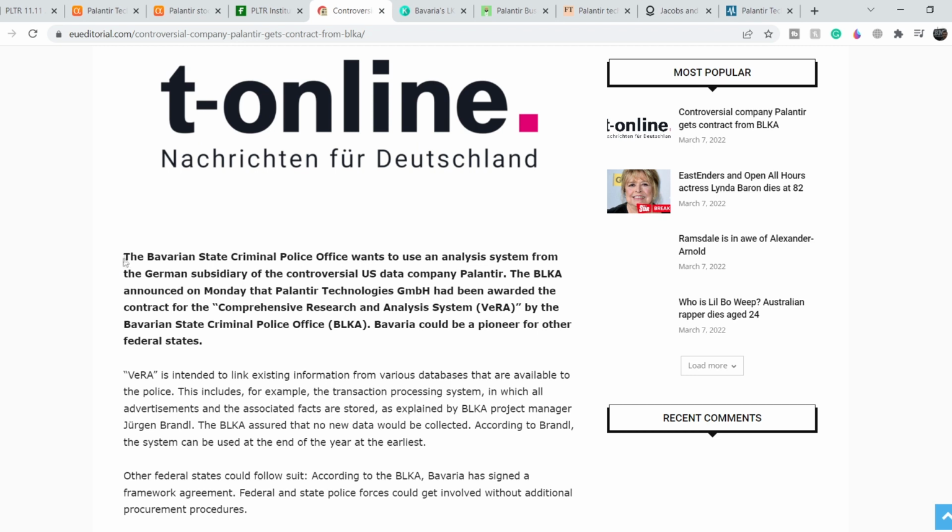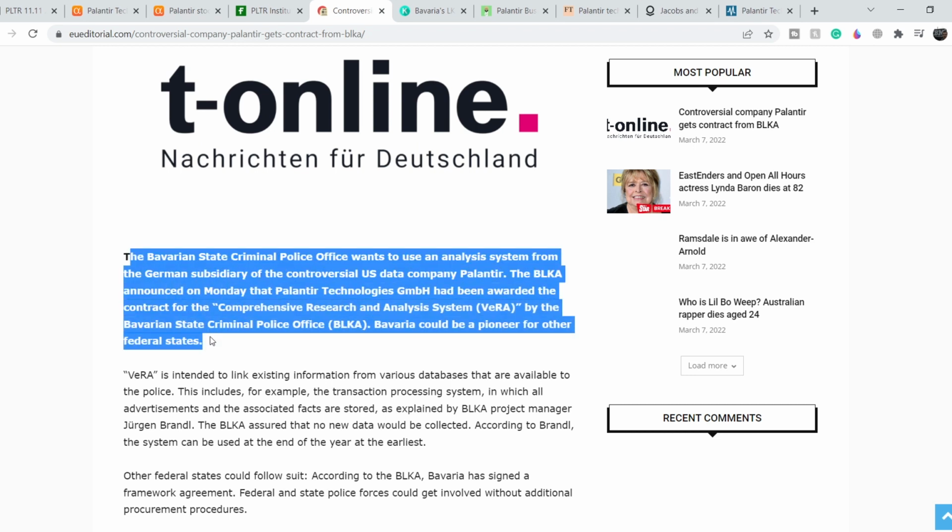And let me quote you this. The Bavarian State Criminal Police Office wants to use an analysis system for the German subsidiary of the controversial US data company Palantir. The BLKA announced on Monday that Palantir Technologies had been awarded the contract for the comprehensive research and analysis system by the Bavarian State Criminal Police Office. Bavaria could be a pioneer for other federal states.